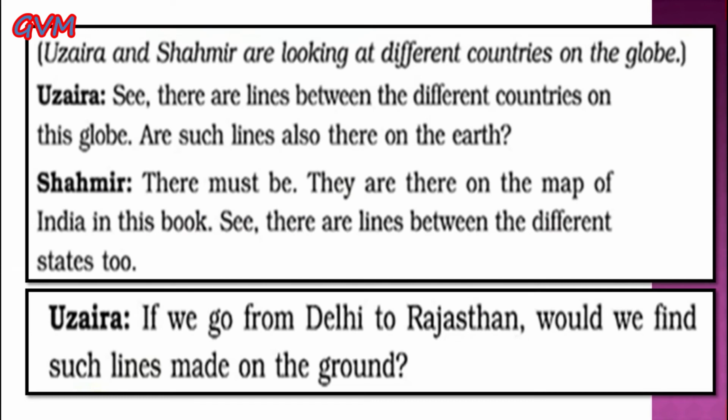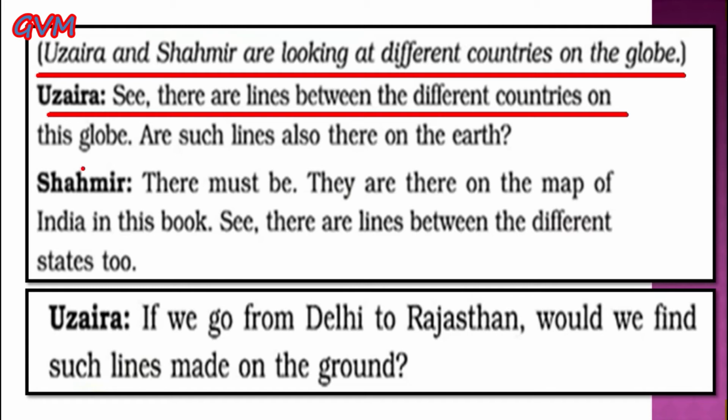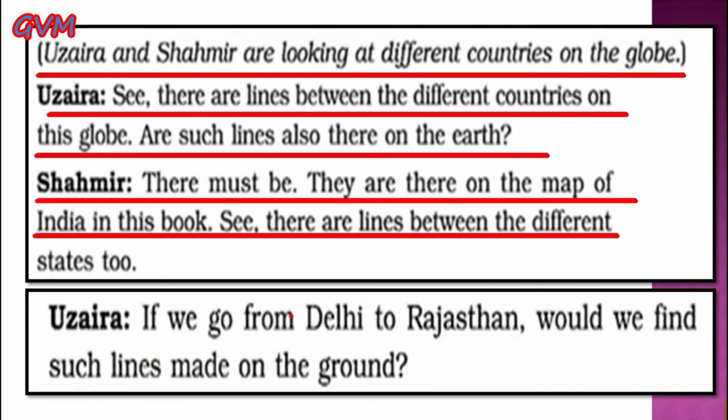Now students, Uzaira and Shahmir are looking at the different countries on the globe, and Uzaira tells Shahmir that, see, there are lines between the different countries on this globe. Then she asked Shahmir, do you think there are such lines also on the earth? Then Shahmir replied to Uzaira, there must be.